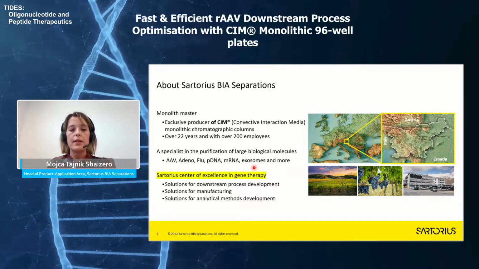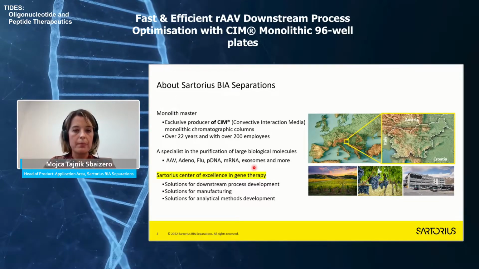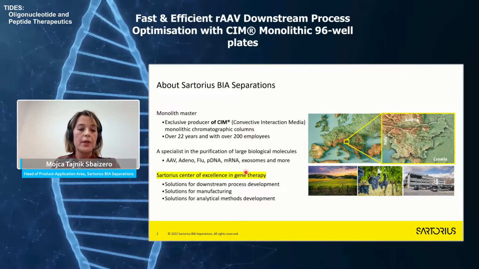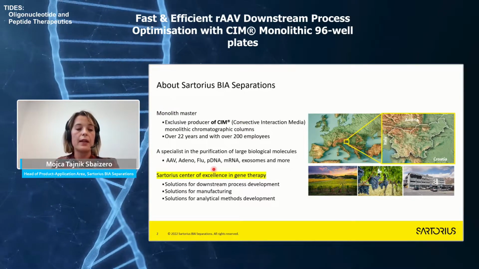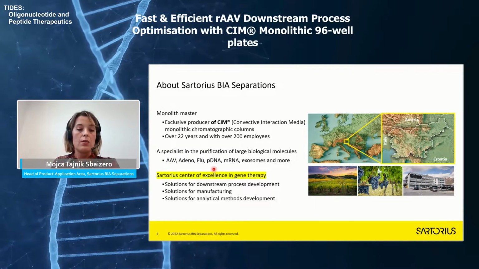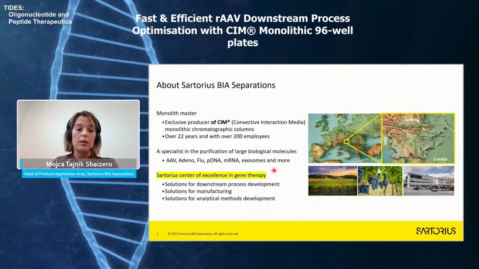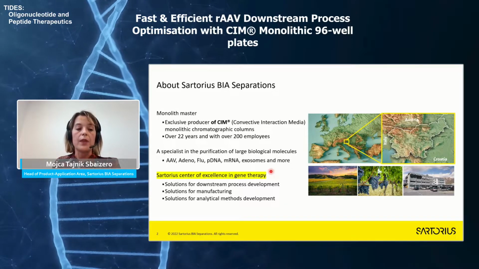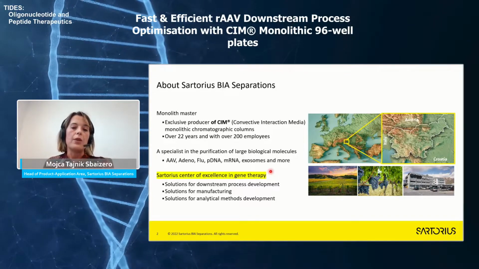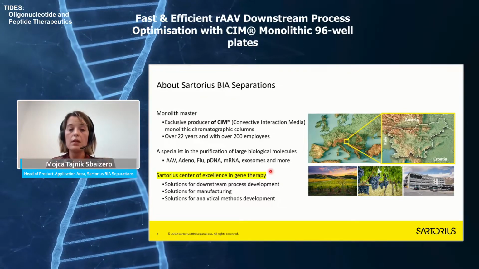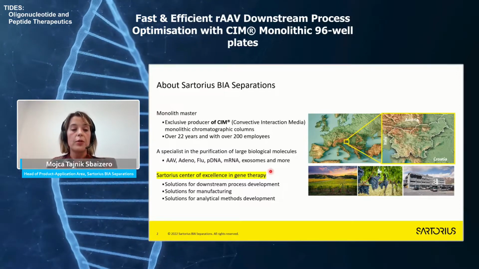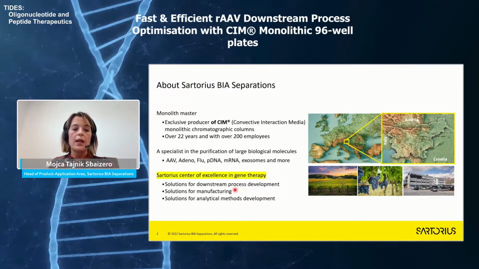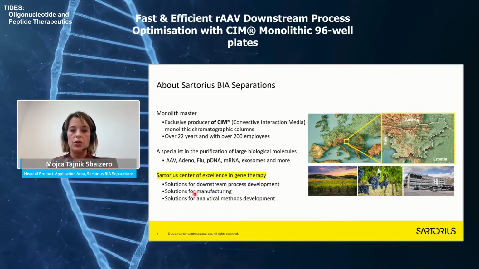Since 2020, we have merged with the Sartorius company, which is why we are called Sartorius Bioseparations. After this merger, we became the Sartorius Center of Excellence in Gene Therapy. In gene therapy, many large biomolecules are used. So we are working together here in offering solutions for complete downstream process development. Also services and solutions for manufacturing. These are our columns and scale-up systems, as well as analytical methods development that are used in gene therapy.